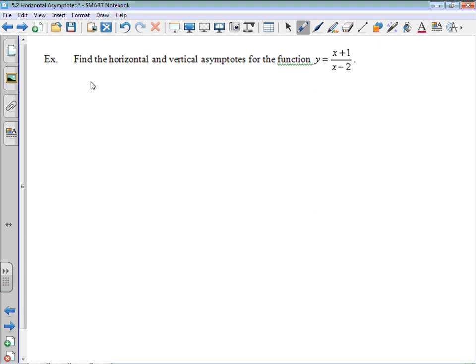So it wants us to find the horizontal and vertical asymptotes. Now, vertical asymptotes are about the limit as x approaches, and I'm just going to put positive, negative NPV there, of the function. That's really what you need to remember. And then the horizontal asymptotes are the limit as x approaches positive and negative infinity of the function.